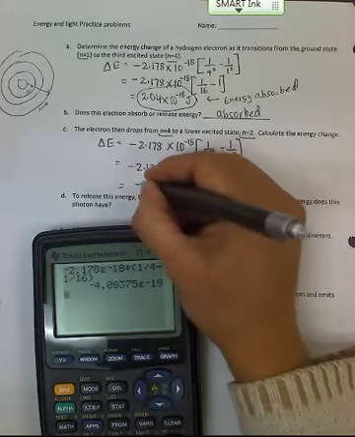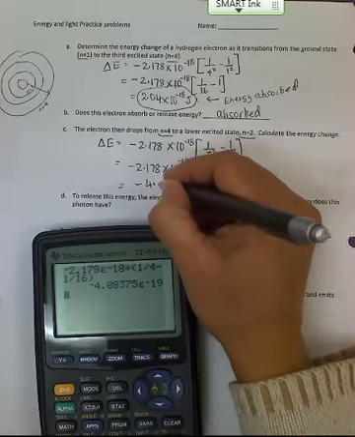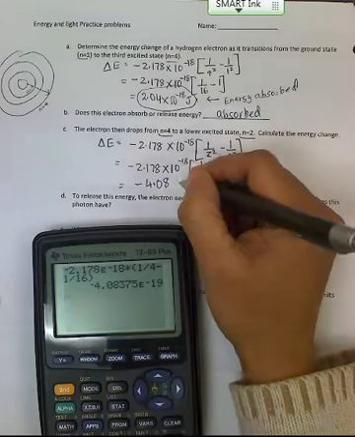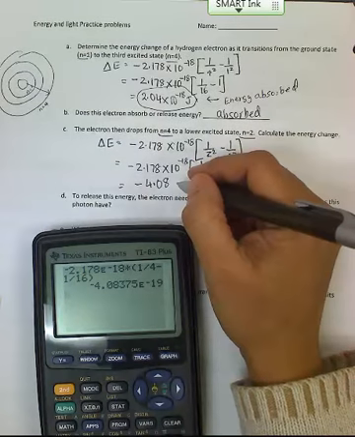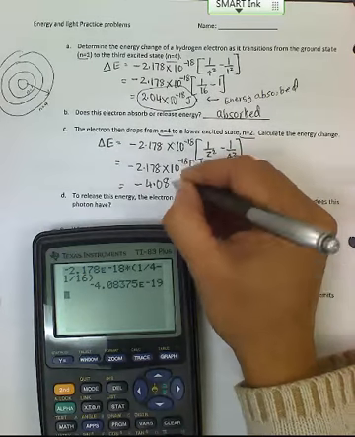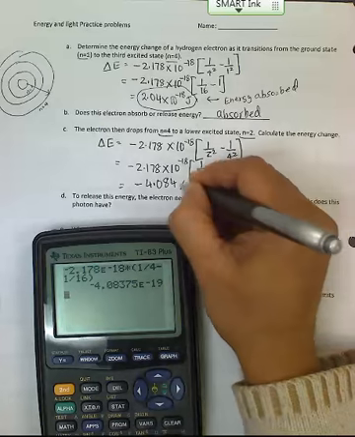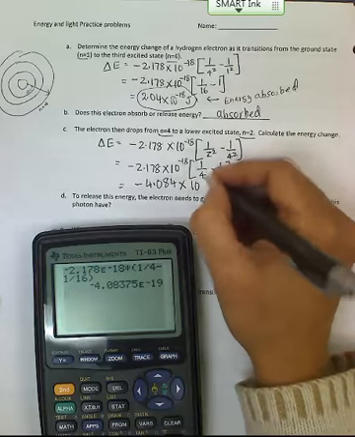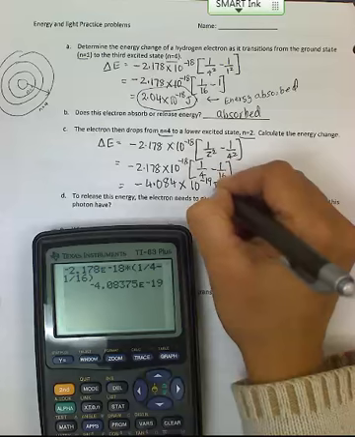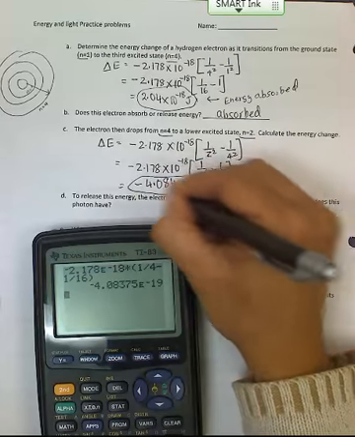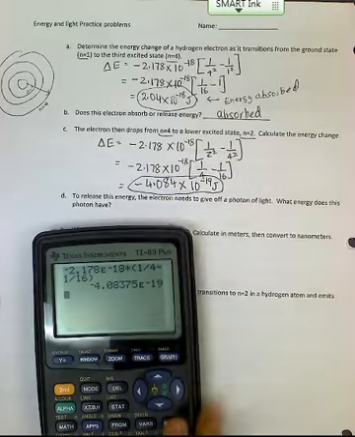and I get my answer as negative 4.08 times, if you want, you can report to more than 466 times 10 to the negative 19 joules. That is the amount of energy released.